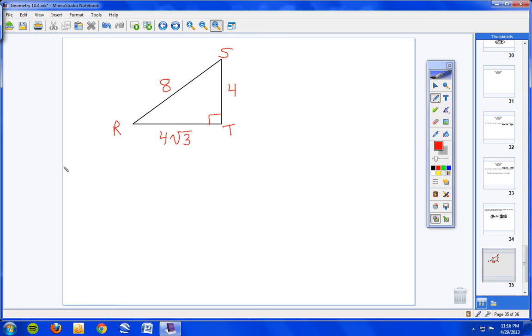Now here's what I'd like us to do. I would like us to find the tangent of a couple different angles, all right? I'll pause just a second. Let me get a drink of water here while you guys quickly finish writing this triangle in your notes.